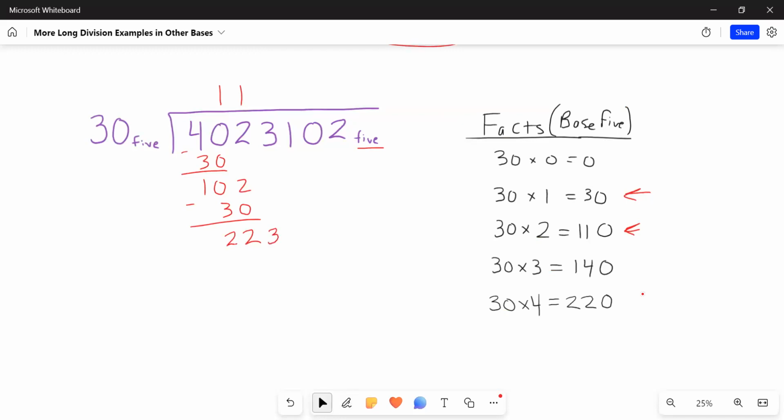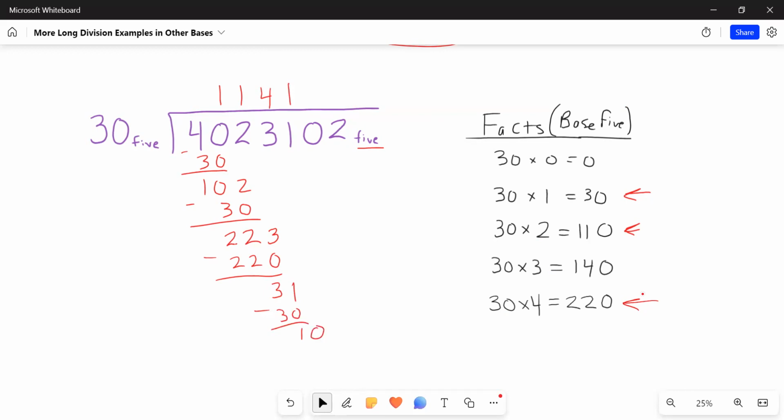And we're looking for 30 into 223. That goes in 4 times. 30 times 4 is 220. Subtract, I get a 3. The next digit to bring down is a 1. And so 30 goes into 31 just 1 time. Bring down the next digit, it's a 0.